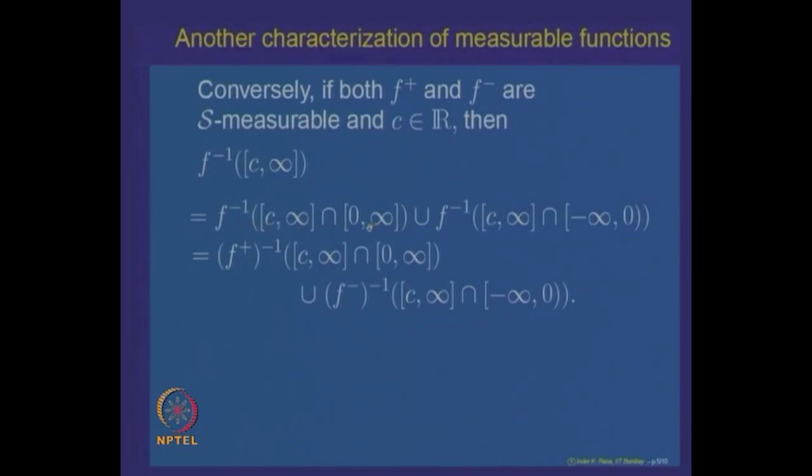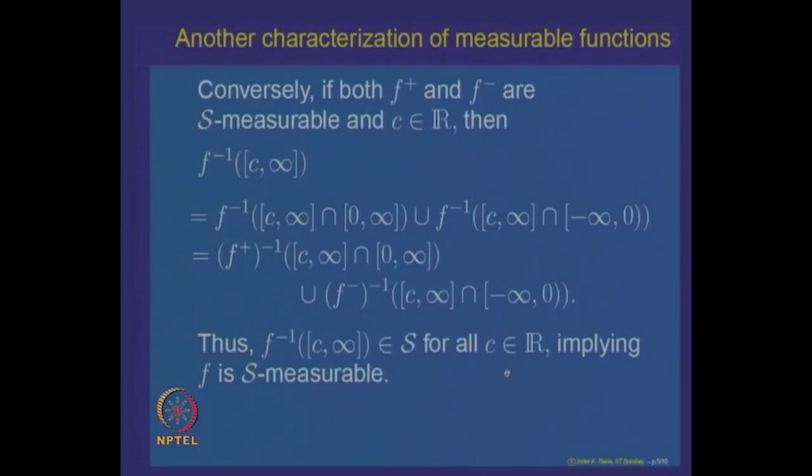But that means, in the first part we are looking at whenever the function is in 0 to infinity, that means the function is non-negative. So, the first inverse image is nothing but the inverse image of this same interval under f plus, and similarly the second one is the inverse image of the interval c to infinity intersected with minus infinity to 0 with respect to f minus. So, the part of the function which lies in 0 to infinity is written as the inverse image under f plus of an interval, and the other part is written as the inverse image under f minus. Since f plus and f minus are measurable functions, these two sets are both in the sigma algebra S. So, their union is also in the sigma algebra S. So, that means f inverse of c to infinity is in the sigma algebra for every c belonging to R, and that proves that f is a measurable function.